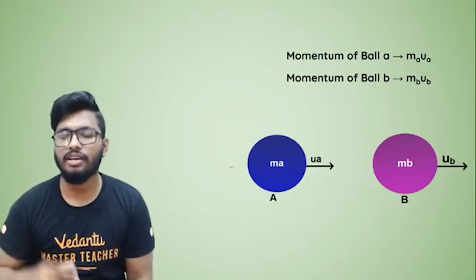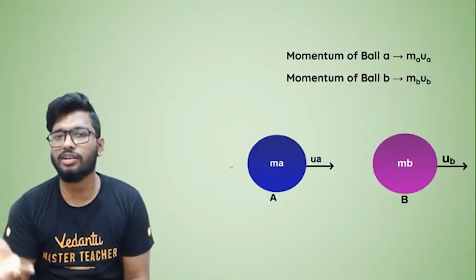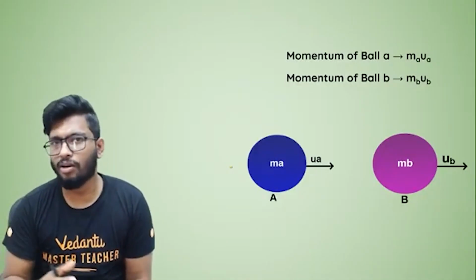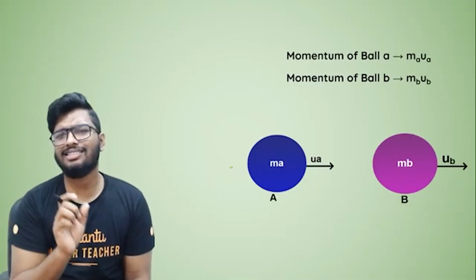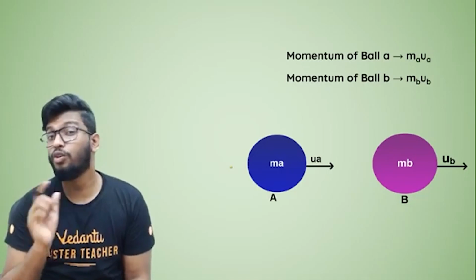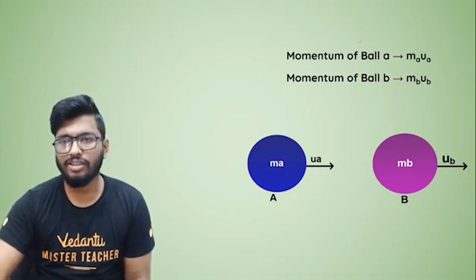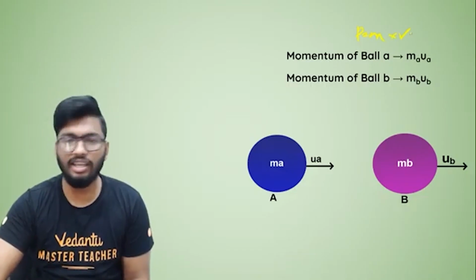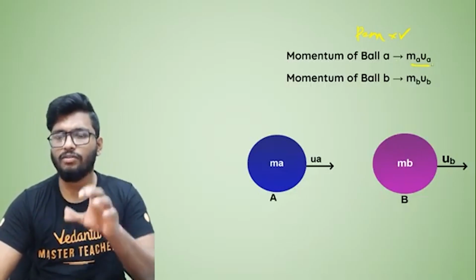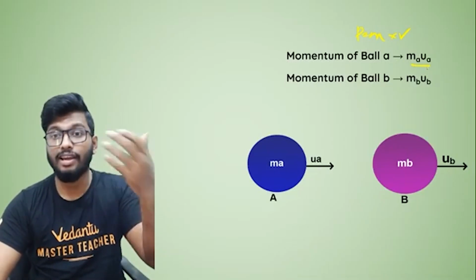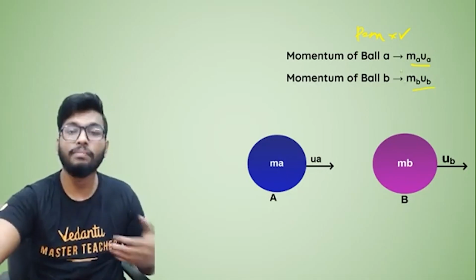Imagine there are two balls, guys, of masses MA and MB. A is one ball, B is the other ball. So MA is the mass of the first ball, MB is the mass of the second ball. UA is the initial velocity of the first ball, UB is the initial velocity of the second ball. Momentum is equal to mass times velocity. So for the first one, the momentum before collision is MAUA. Momentum of the second ball before collision is MBUB.